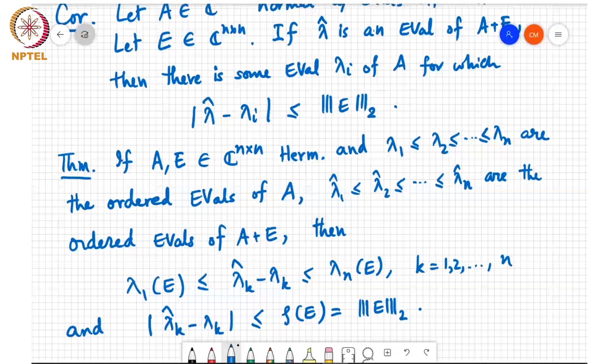Okay, so basically this is a better bound compared to the bounds we've seen earlier, because it's really comparing the kth eigenvalue of A + E with the kth eigenvalue of A. So it's telling us which eigenvalue of A, λ̂_k will be close to.